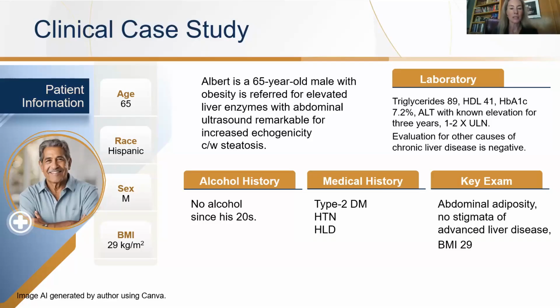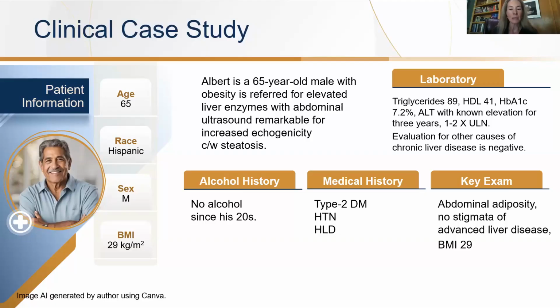His past medical history is pertinent for no alcohol since his 20s. He does have multiple cardiometabolic risk factors, including type 2 diabetes, hypertension, and hyperlipidemia. On physical exam, he has abdominal adiposity, but no stigmata of advanced liver disease. So there's no caput, no splenomegaly, no ascites, no spiders, and you do note the elevated BMI.